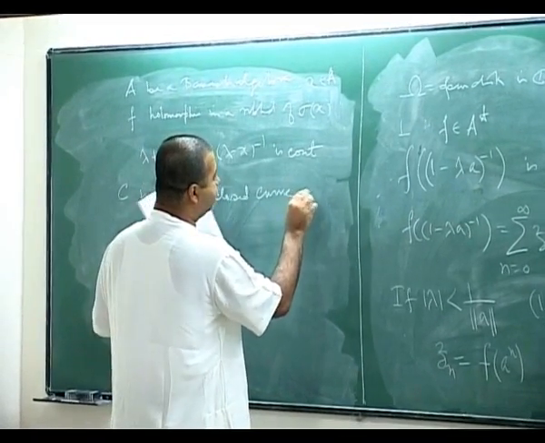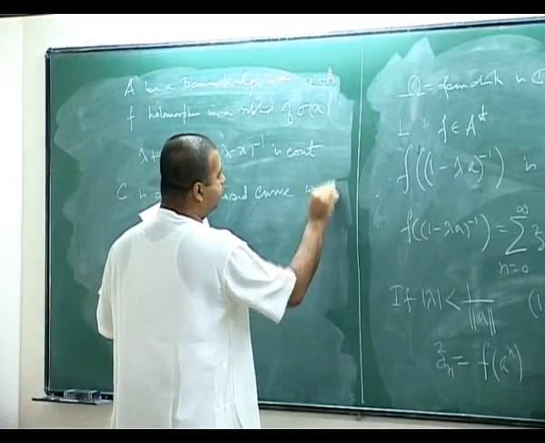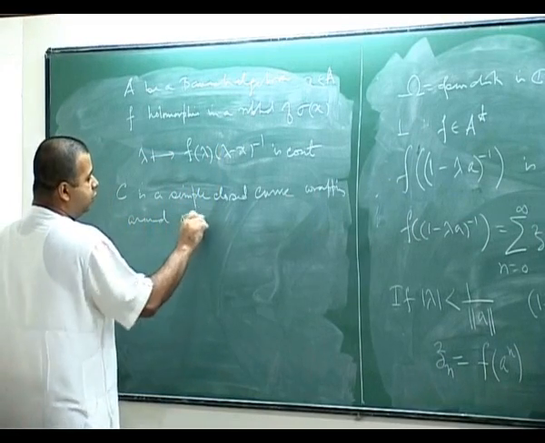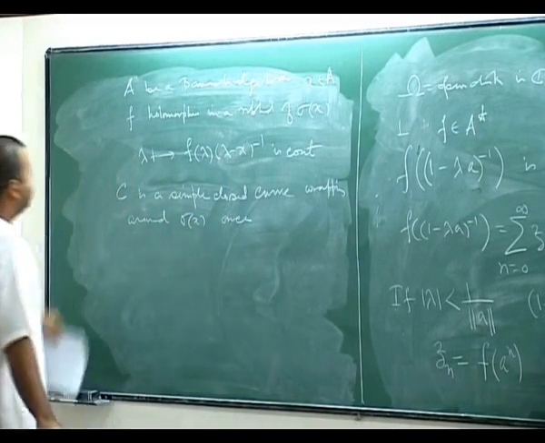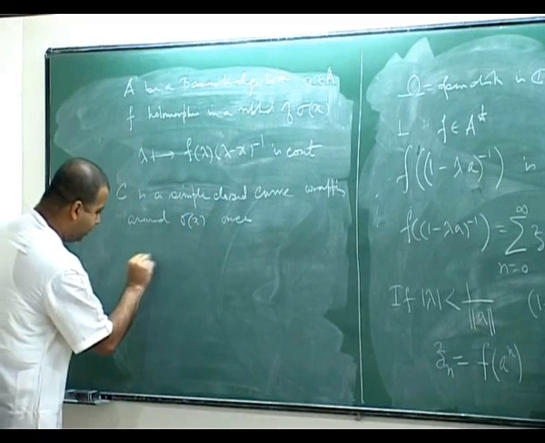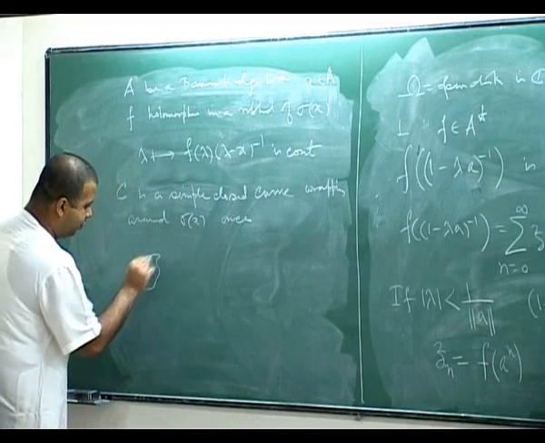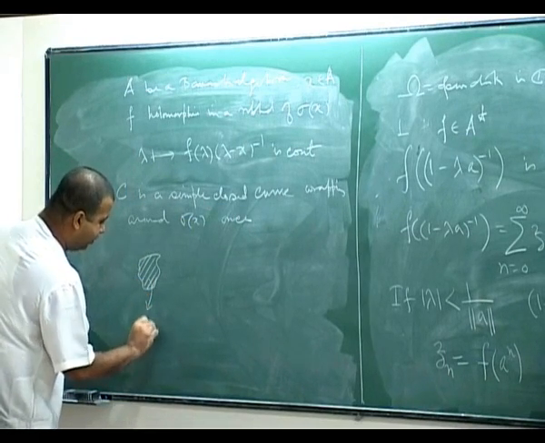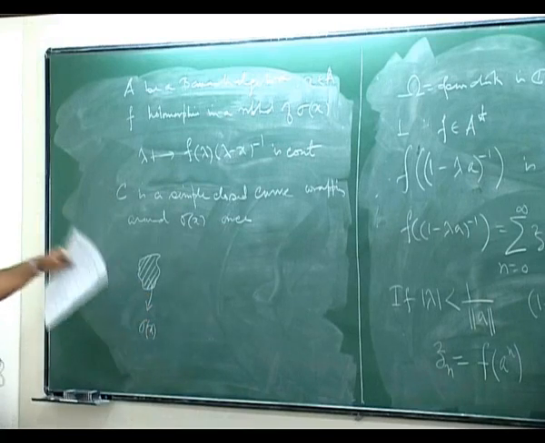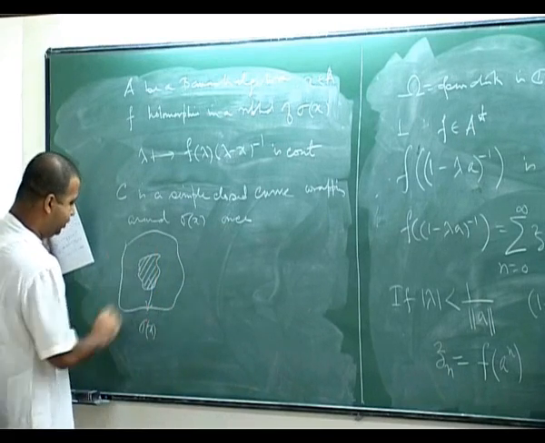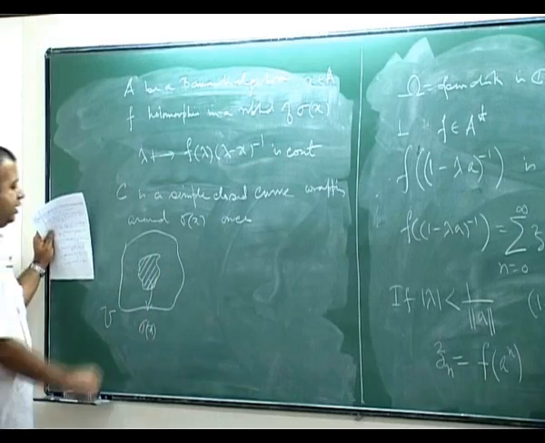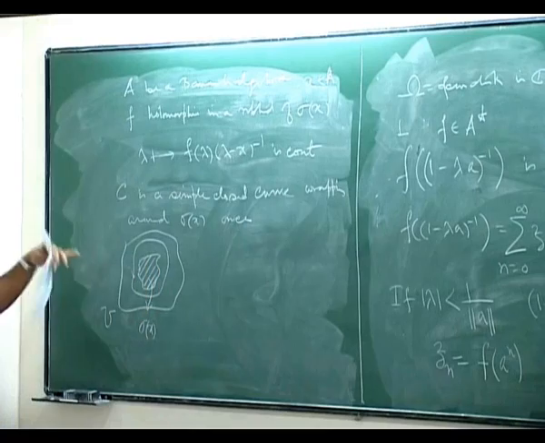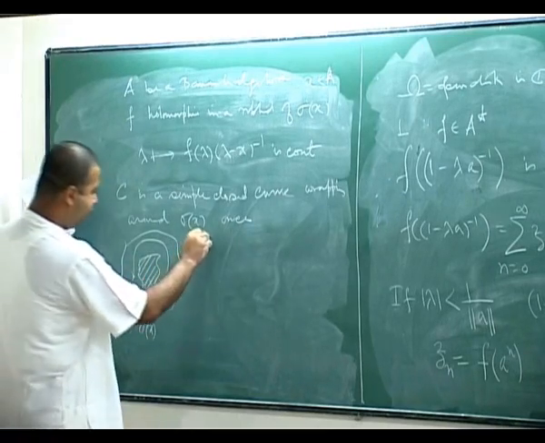A simple closed curve wrapping around the spectrum of x once. So, that means the following, you understand the picture. Suppose this is the standard picture, but this picture has a problem, and I will tell you what the problem is. Suppose this is the spectrum and this is an open set on which f is defined, then C is a curve like this.